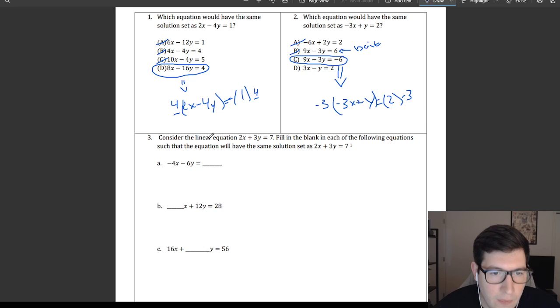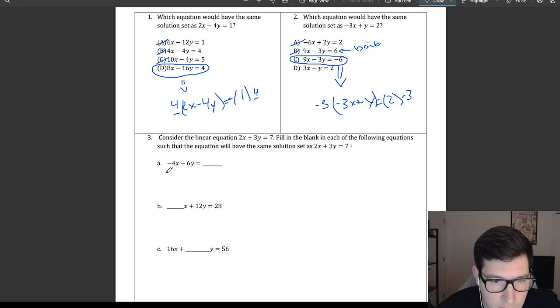All right, so moving on to 3. Again, these should be quick hits. Once you figure out what one side is being multiplied by, you should hopefully be able to figure out that second side. So I'm going from 2x plus 3y to negative 4x minus 6y.